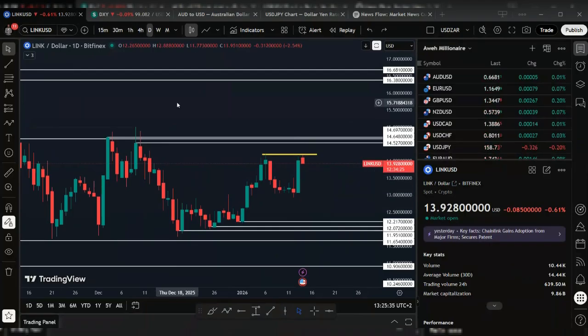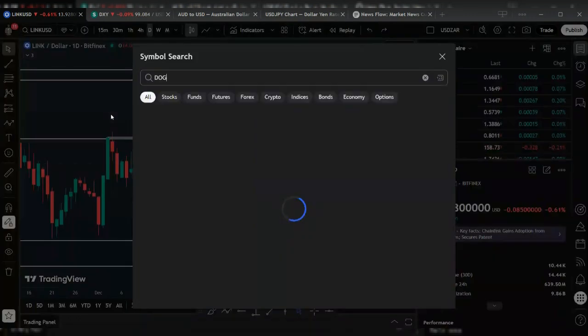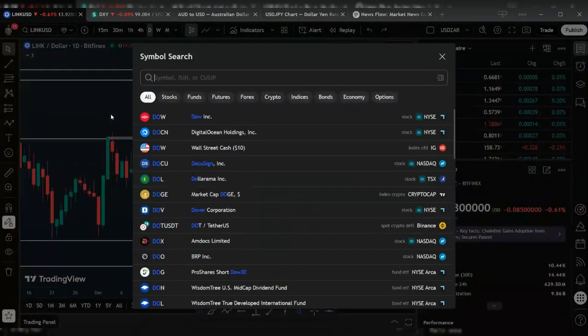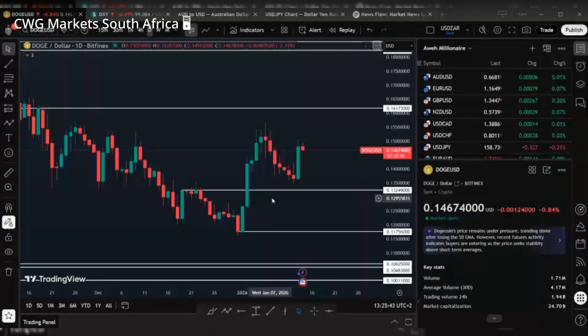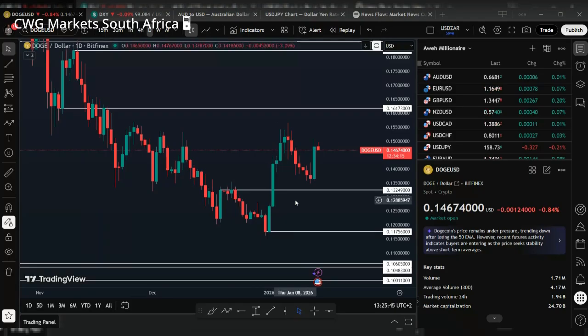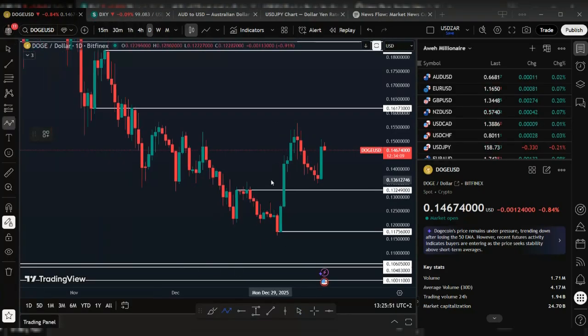And then lastly, we'll look at Dogecoin. So Dogecoin, here we are. Okay, so Dogecoin, as we can see, we have price confirming a trend reversal here.